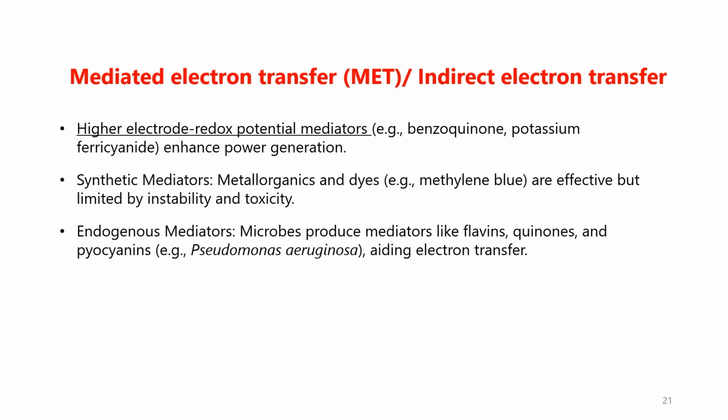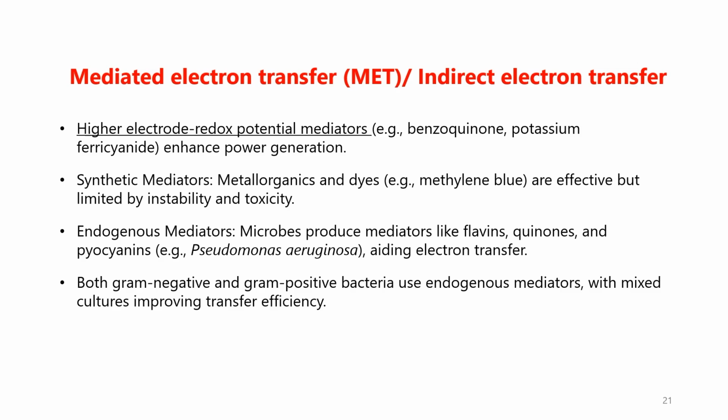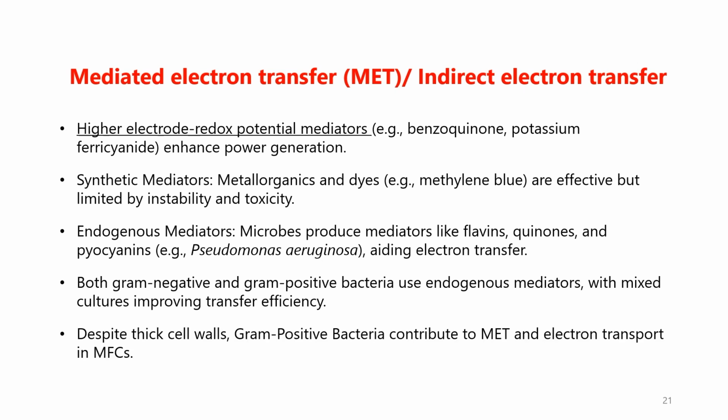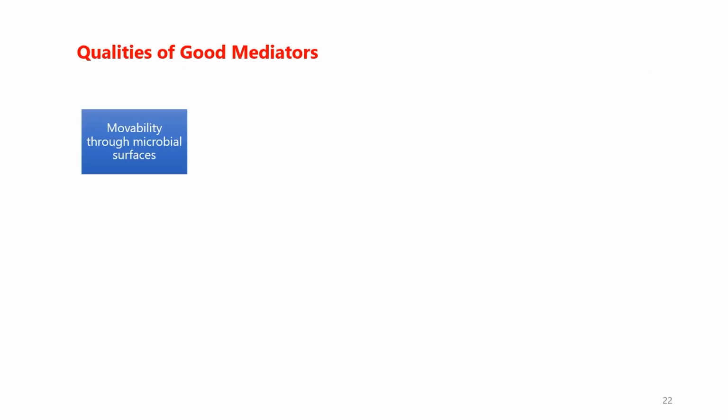Then we have the endogenous mediators. Microbes produce mediators like flavins, quinones, and pyocyanins, for example in the case of Pseudomonas aeruginosa, which aid in the electron transfer. Both gram negative and gram positive bacteria use endogenous mediators with mixed cultures, improving transfer efficiency. Despite thick cell walls, gram positive bacteria contribute to indirect electron transfer and electron transport in the MFCs.